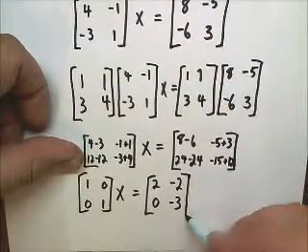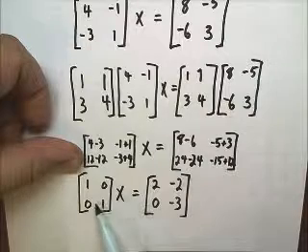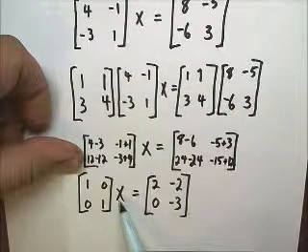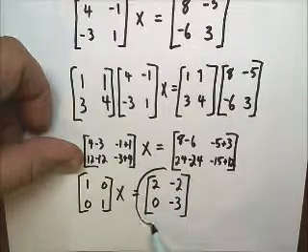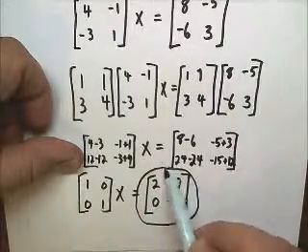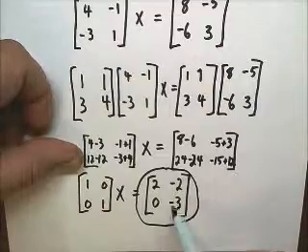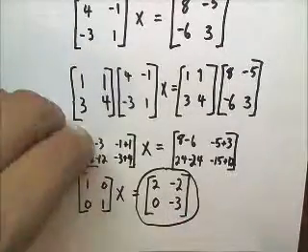Now, any matrix times the identity matrix is just the matrix, so that means my answer is right here. X is equal to the matrix 2, negative 2, 0, negative 3.